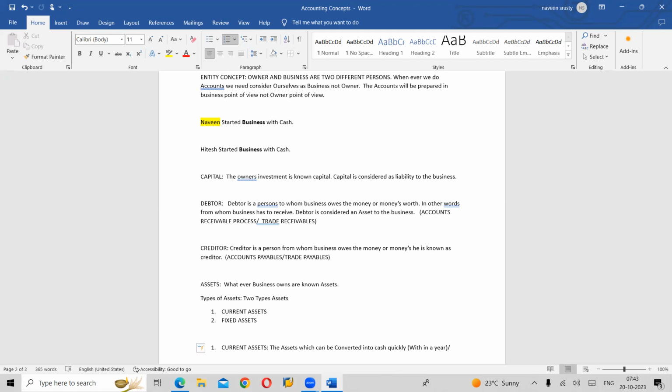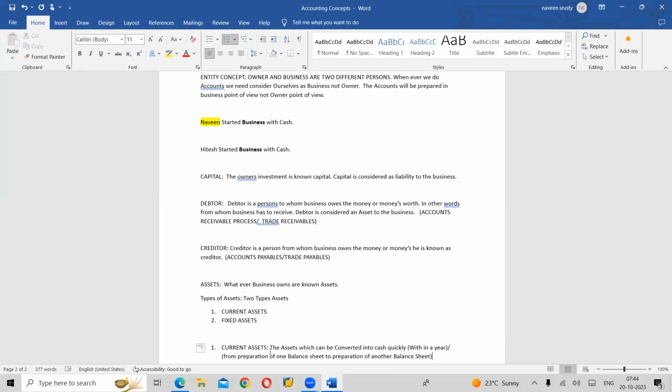Then year in the sense from preparation of one balance sheet to preparation of another balance sheet. Understood? When will we prepare balance sheets? Every day, every week, every month, every quarter, every half yearly, or every year. Every year. Correct. So from preparation of one balance sheet to another balance sheet, whatever assets we can convert into cash or liquid, those assets are nothing but current assets.